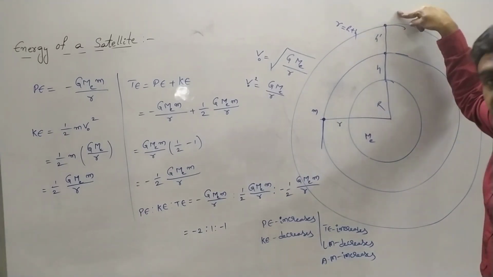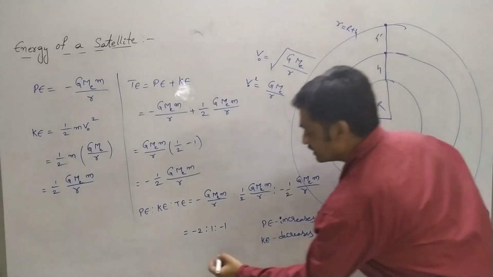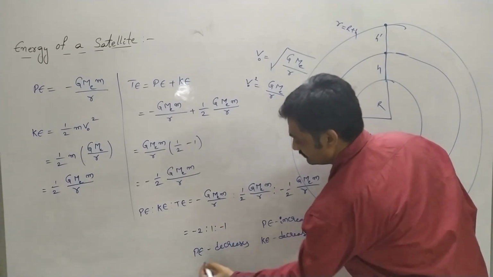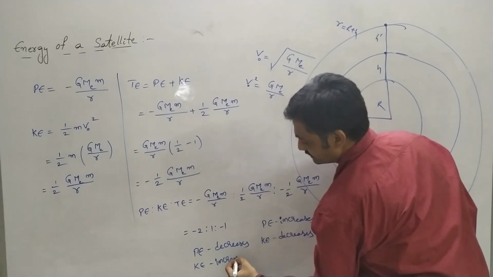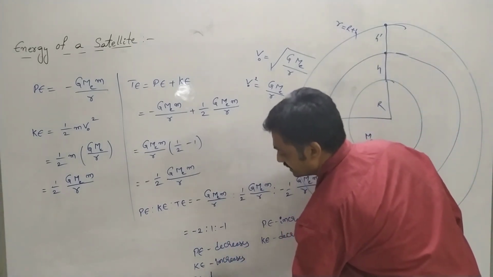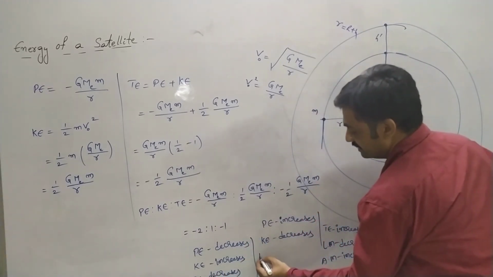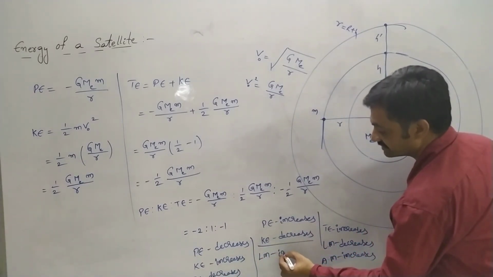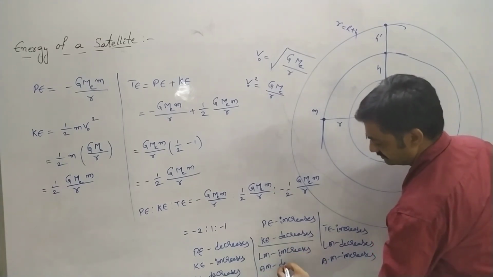Suppose the same satellite jumps from higher orbit to lower orbit, then its potential energy decreases. Kinetic energy increases. Then total energy decreases. Linear momentum increases, and angular momentum decreases.